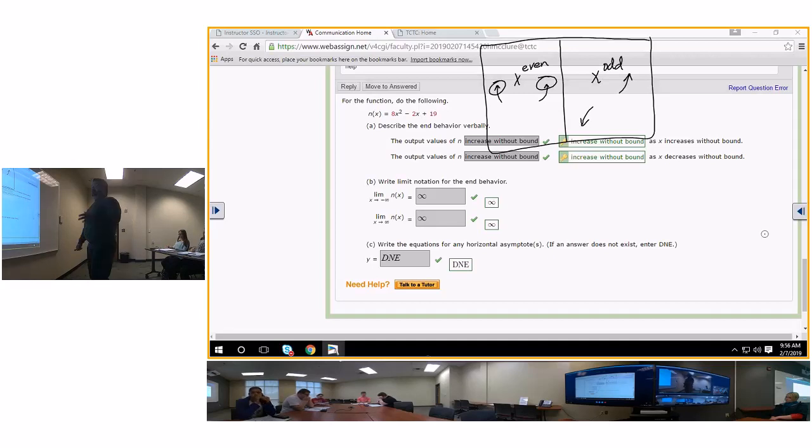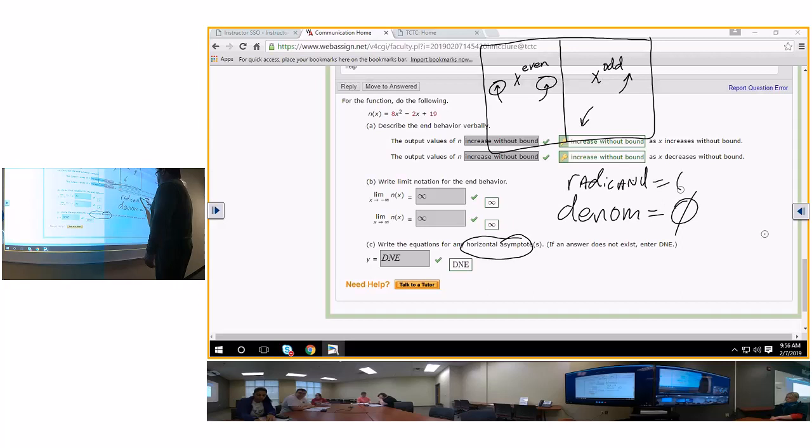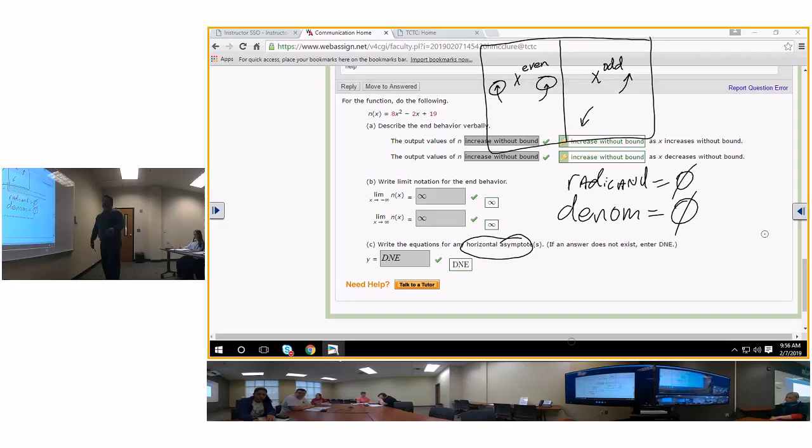Well, remember, horizontal asymptotes, you set the denominator equal to what? You set the denominator equal to 0, or the radicand. When is the domain affected? Whenever you have a radical or a fraction. Is this one a radical or a fraction? No. So is it going to have any vertical asymptotes or horizontal asymptotes? No.